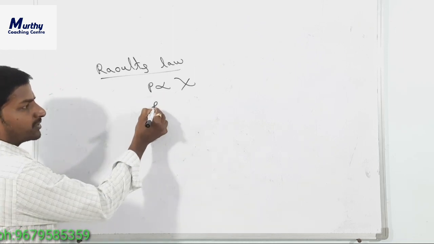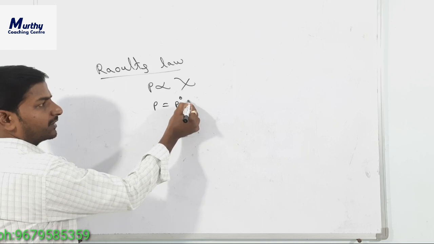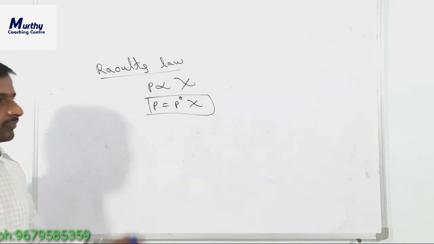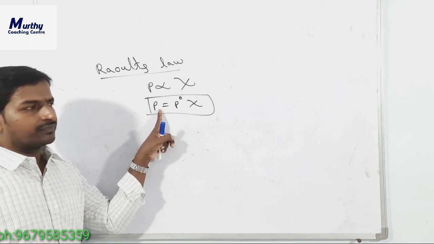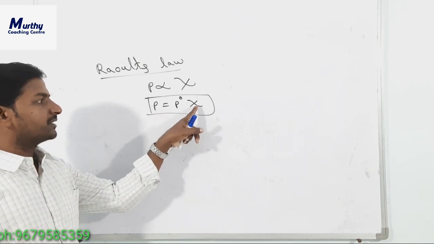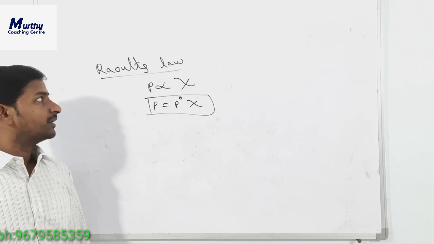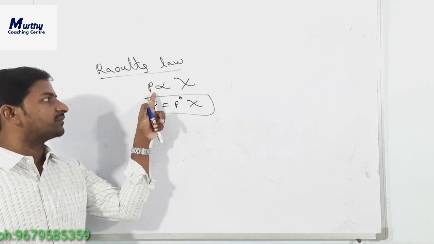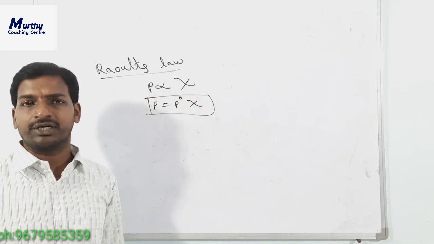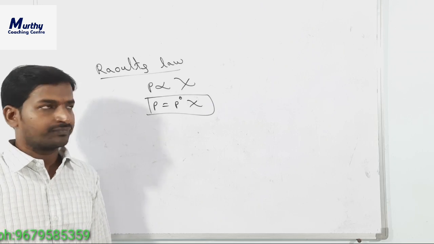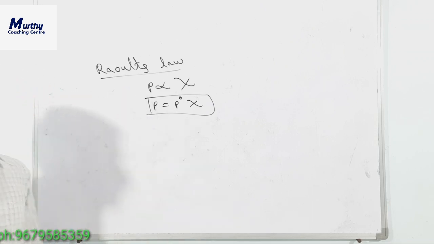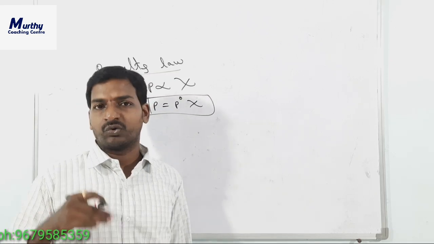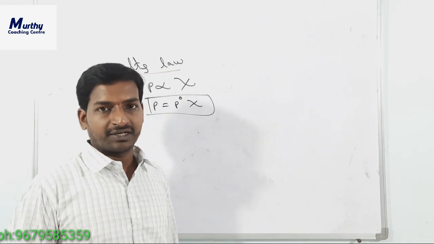If we remove the proportionality, we get the constant P naught into mole fraction. This is called the Raoult's law equation. P is the partial pressure, P naught is the Raoult's law constant, and this is the mole fraction. What is Raoult's law? At a given temperature, the partial pressure of the liquid is directly proportional to the mole fraction of the liquid. Raoult's law is a special case of Henry's law.